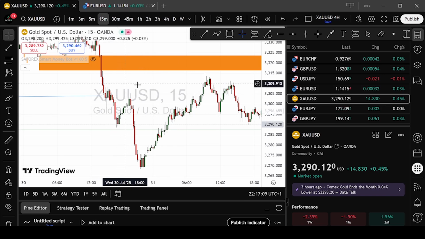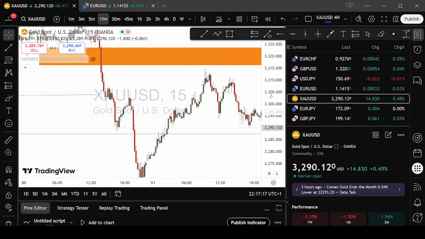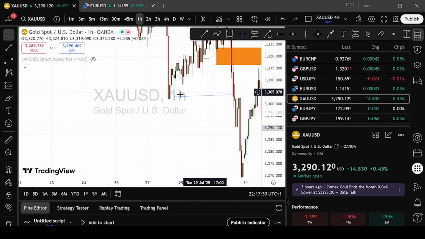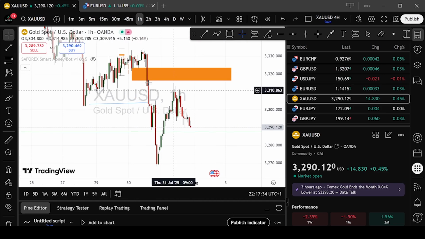The price will take it out as liquidity and come into a fair value gap. Of course, this was not the fair value gap, it actually tapped into this FVG here initially. But if you check very well, let's see what happened on the 1 hour time frame. Okay, good. You see very well on the 1 hour time frame we have a fair value gap here.